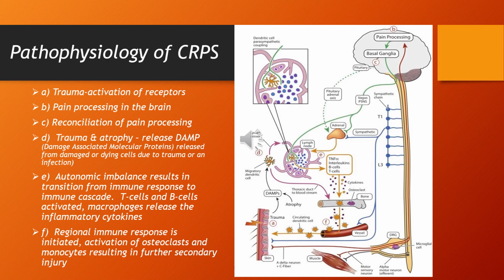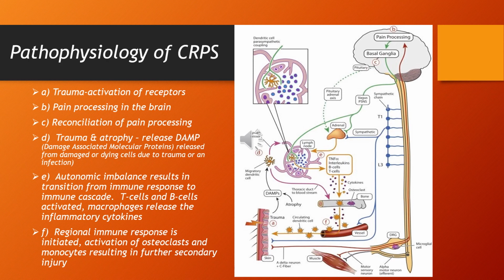These A and C fibers are relayed to the dorsal root ganglia and to the dorsal horn of the spinal cord in a very segmental manner. The pain signals would then ascend to the brain for further processing, which brings us to B, top right of your screen. The pathological pain processing at the cortical and subcortical regions of the brain occurs in CRPS. Now we move into C. The reconciliation of pain processing with the basal ganglia outputs to autonomic, endocrine, and motor function, and that's at the center of the diagram.